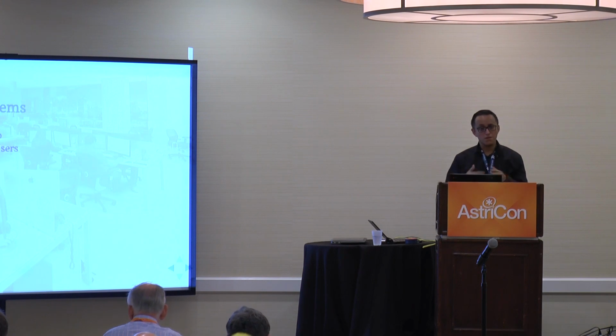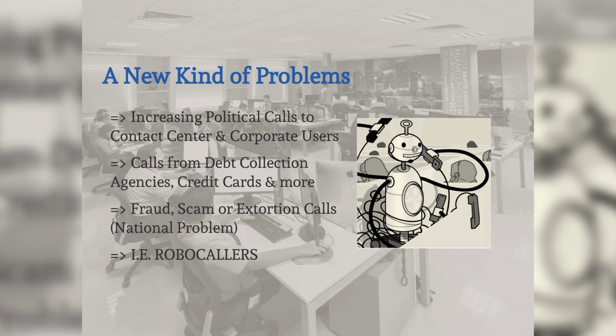We're having an increase of political calls to our contact centers and to some corporate users. So imagine the director of IT says, Miguel, these calls through my extension are annoying. Can you please block the number? And the calls come again, because in Mexico, what they did is they have not just one ID for a campaign. They have multiple IDs, and it's the same recording.